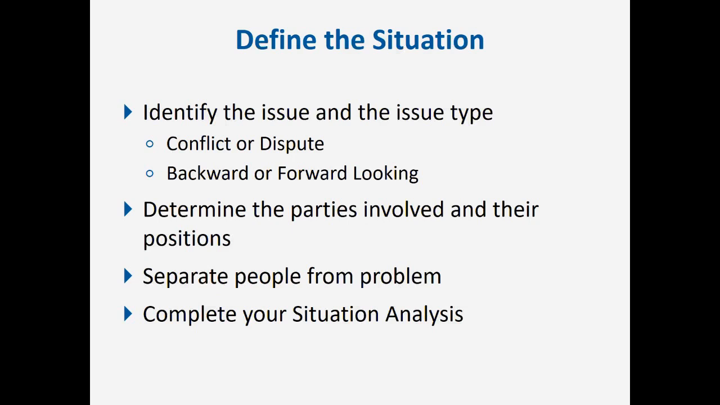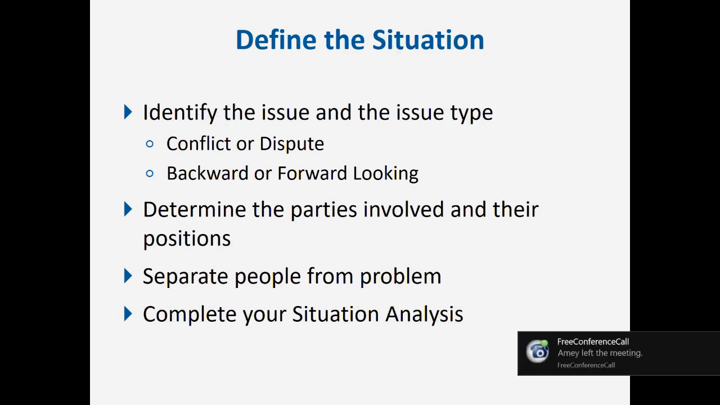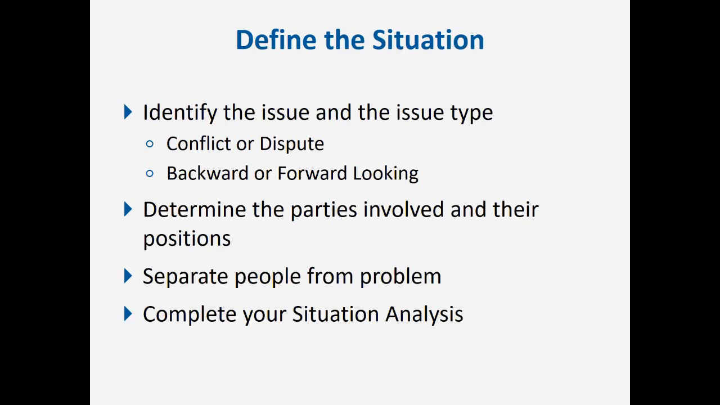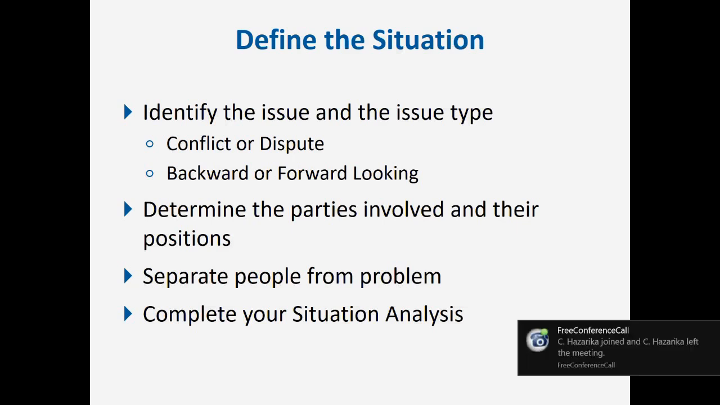The first step is assessing the situation in strategize. In this, there are 4 primary activities. The first activity is you identify the issue and the type of issue. The issue could be a conflict or a dispute, and it could also be looked at as a backward or a forward-looking issue. We'll look at this in the forthcoming slides. But try to understand that the issue could be a conflict or a dispute, and how you are looking at the issue. Are you looking at it backward or forward?